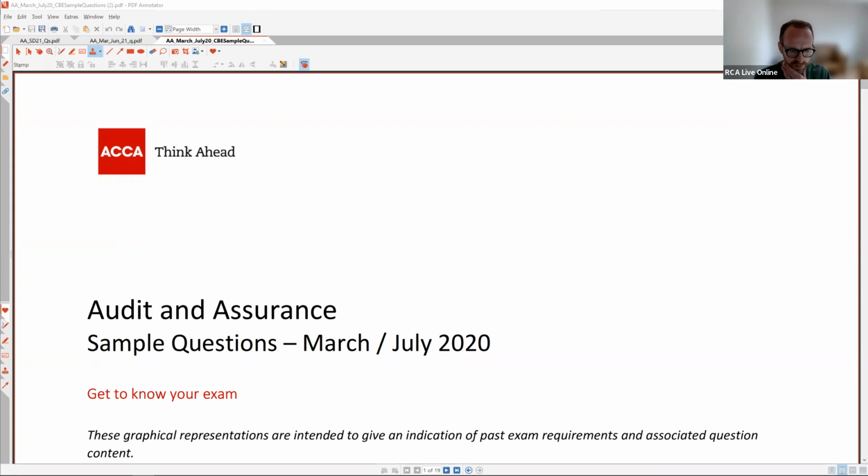And if you're watching this on the recording, you can look up at the top left corner of the screen and you can see September, December 21, March, June 21, and March, July 20. As I said, sort of recent papers to make sure that we're sticking to the sorts of things and the sorts of style that the examiner has at the minute, because there is a team that write the papers, so you do see subtle changes in style over time. So it is worth having a look at recent papers to try and get to grips with how they're likely to be asked.